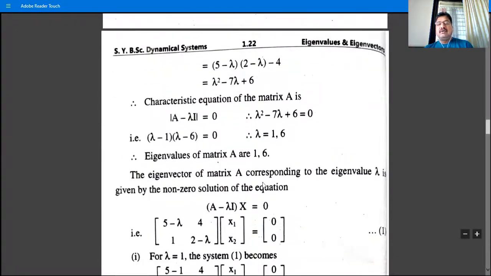Now, in order to find the eigenvector, we have to solve this equation, (A minus lambda I)x is equal to 0. So we will see the remaining part of this example in the next lecture.